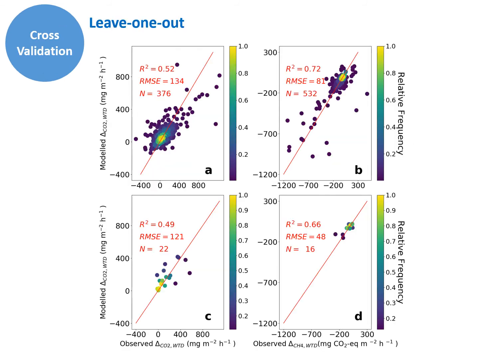Here I show the leave-one-out cross validation of my machine learning model. The top two panels show the cross validation across all the samples. On the left for carbon dioxide, on the right for methane. Overall, as you can see, the performance of the machine learning model is reasonable. The bottom two panels show the cross validation for tropical samples. The performance of the tropical samples is comparable with that of the global samples, despite I don't have many observations in the tropics.